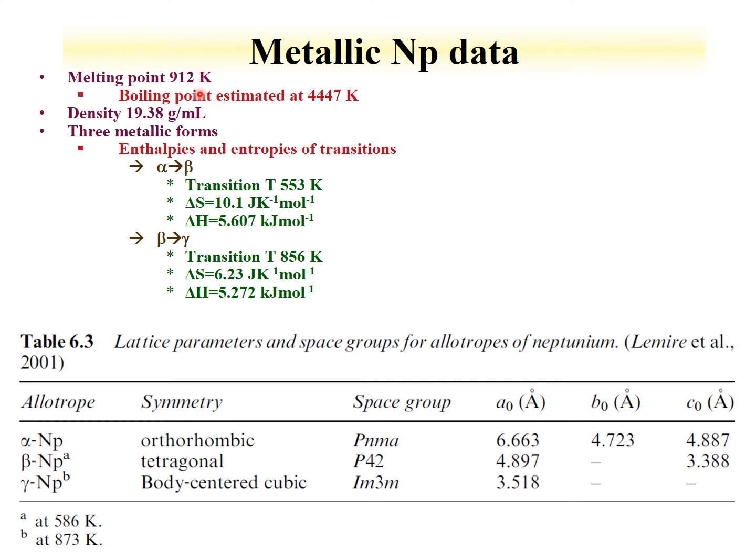Neptunium has a melting point of around 600 degrees C, an extremely low melting point. It has a very high density, close to 20. There are 3 metallic forms. The transition temperatures are listed here for the alpha to the beta, around 500 K, and the beta to the gamma, around 850 K. The symmetries of the phases have been identified: orthorhombic, tetragonal, body centered cubic. And we see this trend again compared to uranium, where at higher temperatures we ended with something similar to body centered cubic.